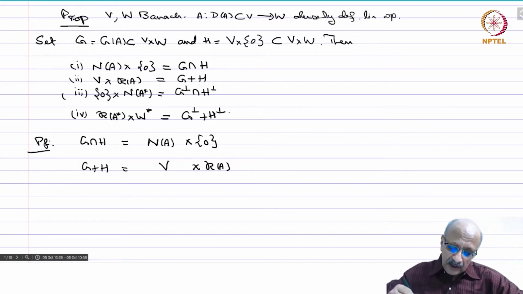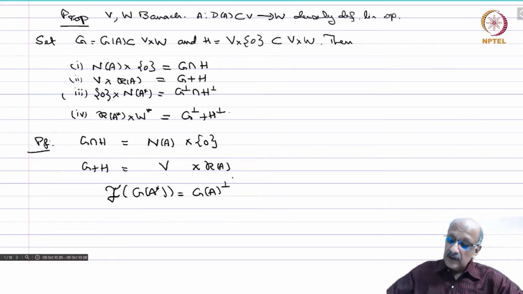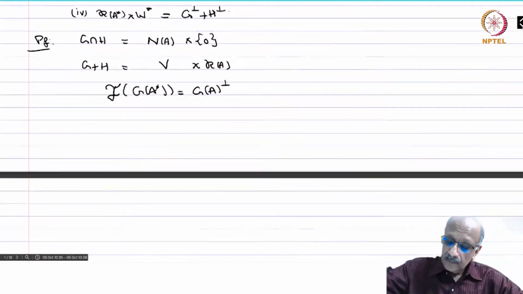So similarly 0 cross N, you do the other two yourself, only you use the fact that J of G of A star equals G(A) perp. You must remember this relationship, and in the same way you can do 3 and 4. Okay, so that is this proposition.